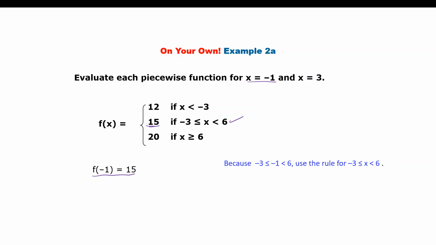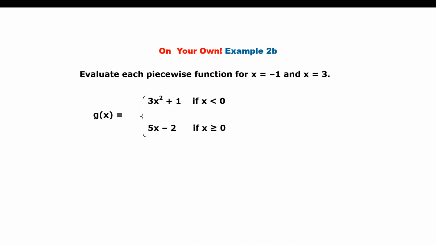And then the next one says check for x equals 3. So let's go through it. Is 3 less than -3? No. Is 3 greater than -3 and less than 6? Yes. Is 3 greater than 6? No. So again, all I have to do is the same thing. F of 3 is also 15. So I hope you got 15 for both of those. That was kind of a trick question. Try this one on your own. Turn your video off again and try it again.